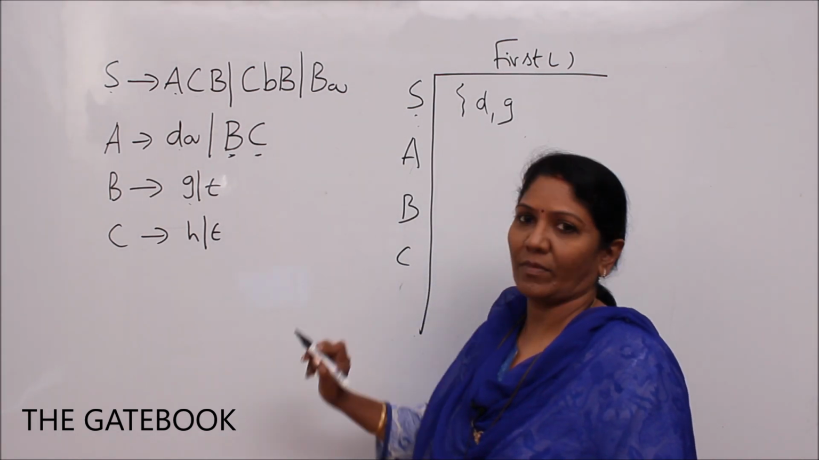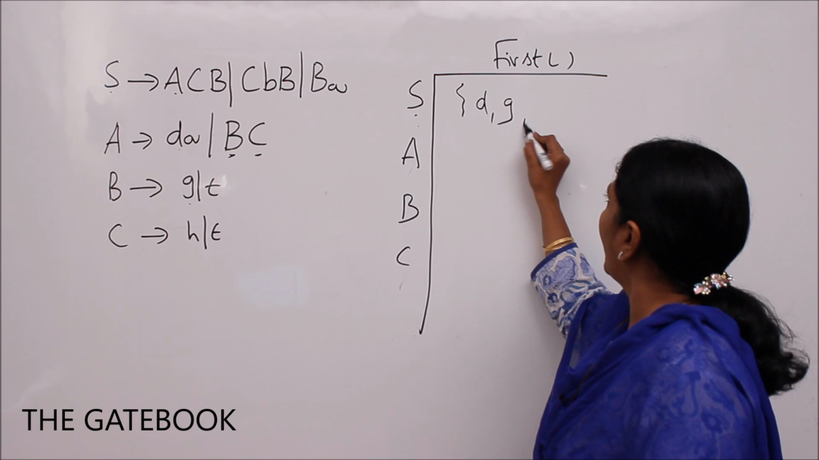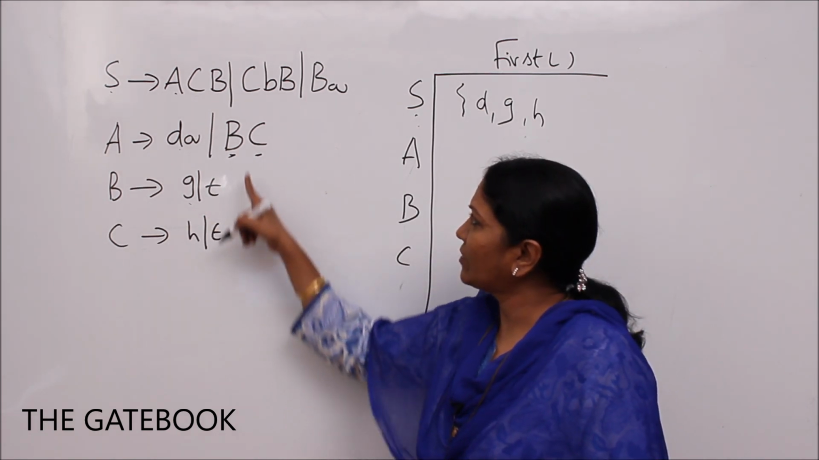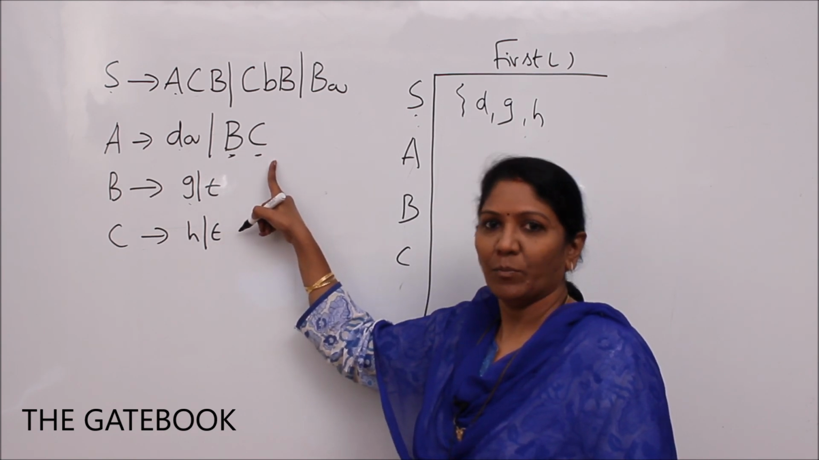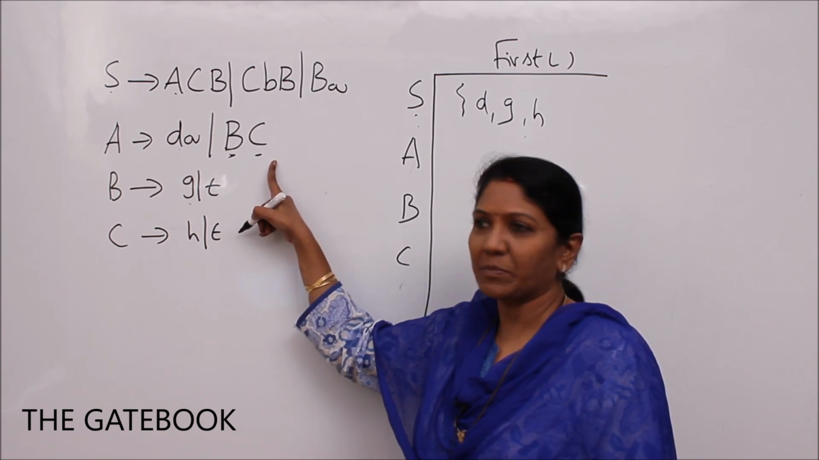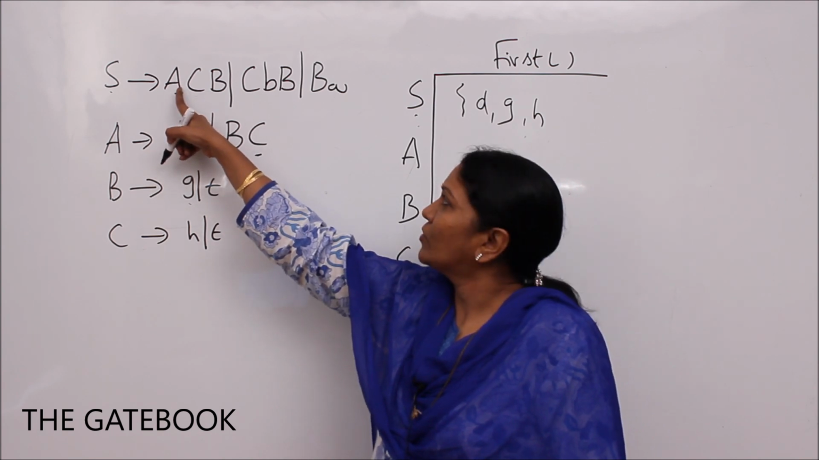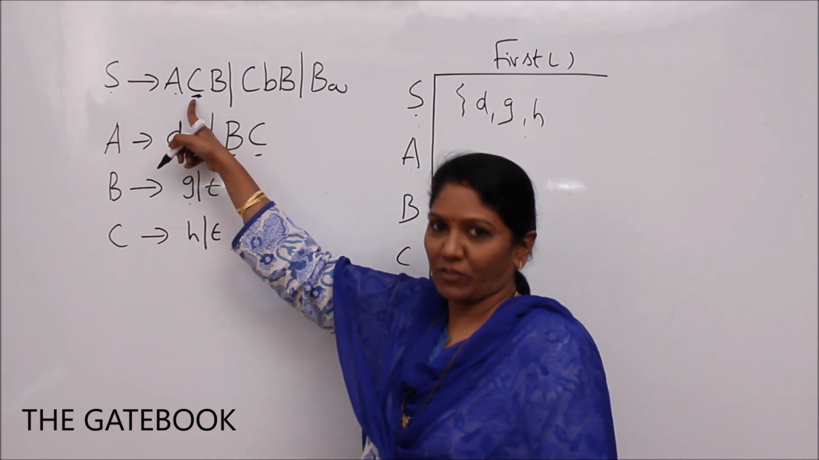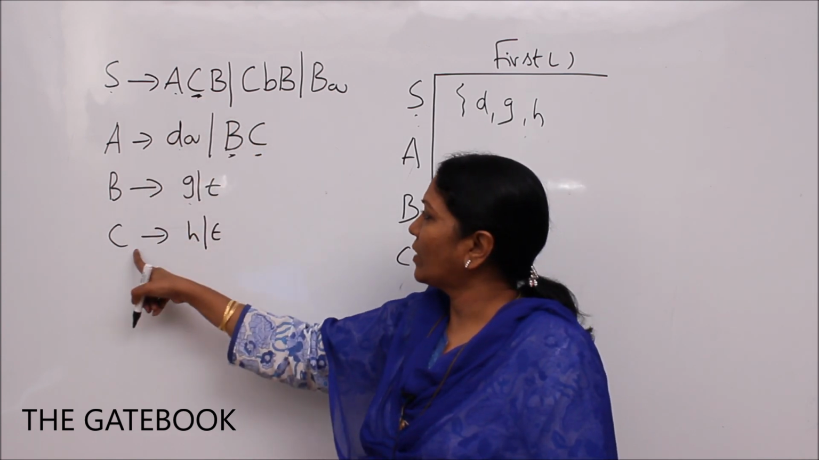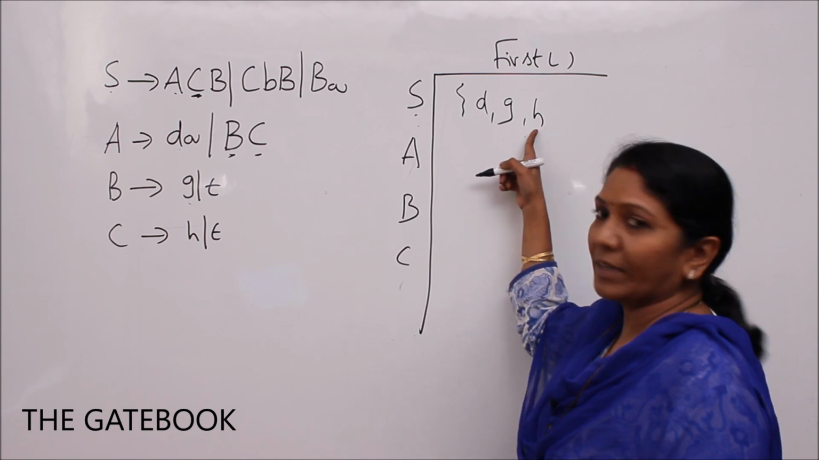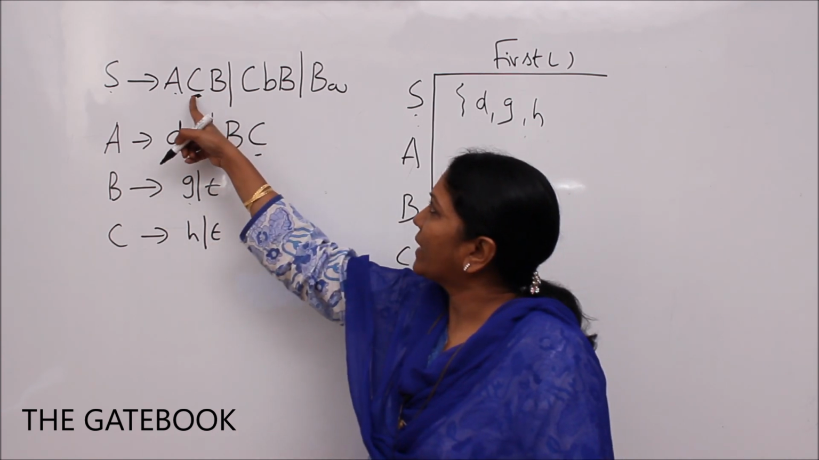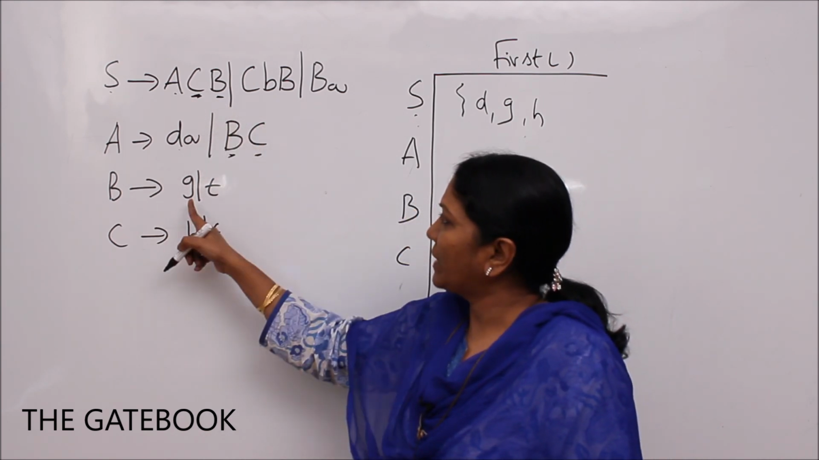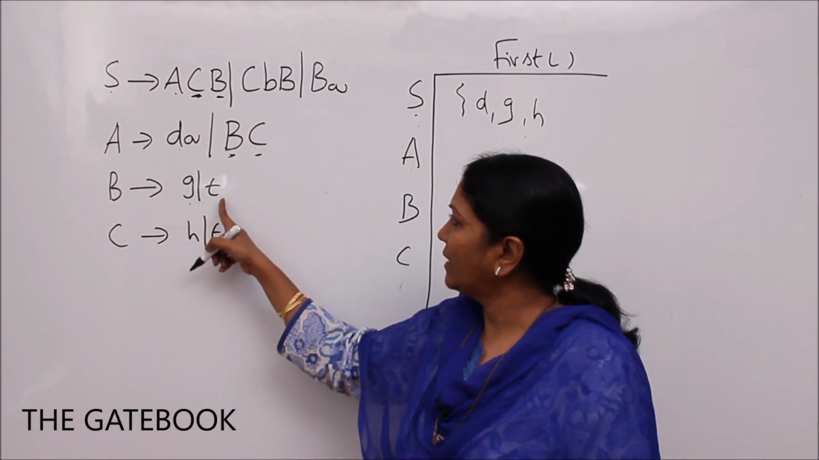Hence first of C. First of C is H here. Now if you look at here, B derives epsilon, C derives epsilon. So B, C both derive epsilon. But you cannot add epsilon because this is because of this A. So continue with the next symbol C. Okay. Now it is first of C. First of C is what? H. H is already added. Okay. So go back here and because of epsilon continue with B. Now first of B is G. G is already added. Epsilon.